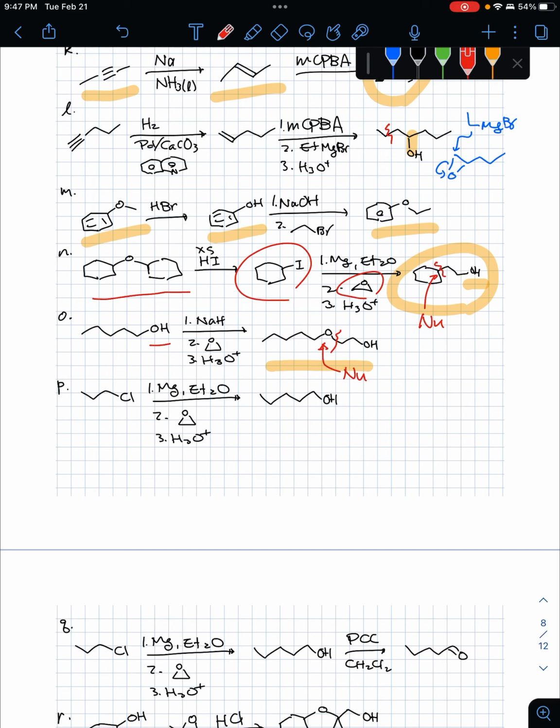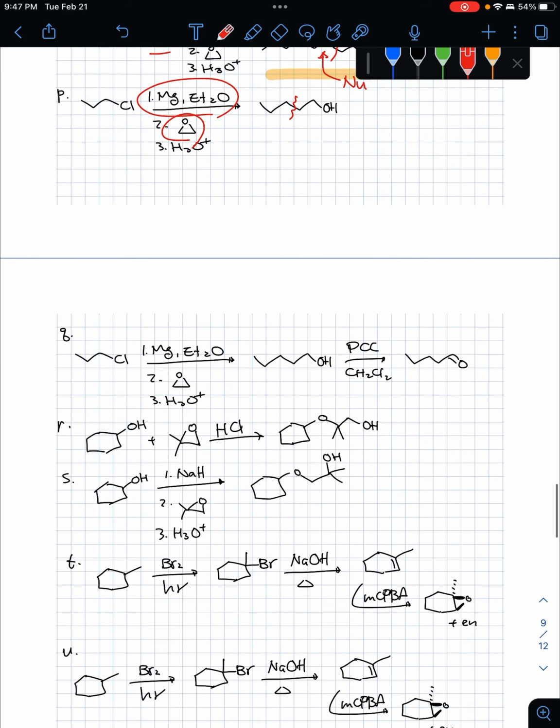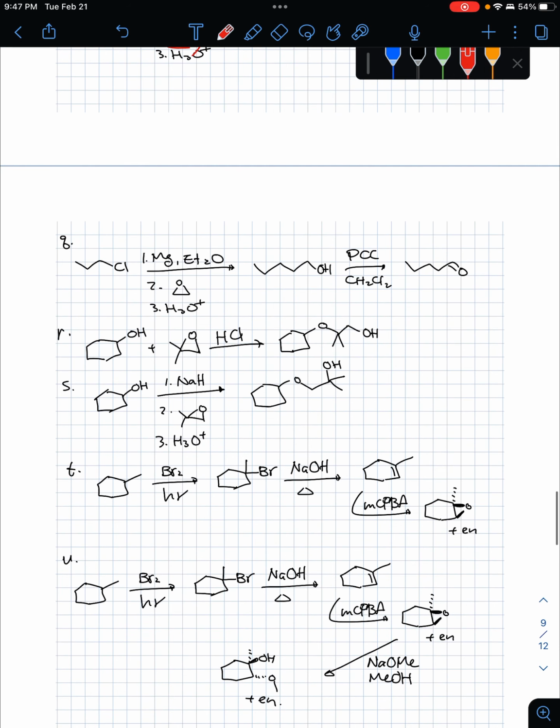Our next problem, once again, we're adding two carbons and an alcohol. We can achieve that with an epoxide opening. One of the only ways we know to turn a carbon into a nucleophile, once again, is to make a Grignard reagent. So that's the condition to make a Grignard reagent.